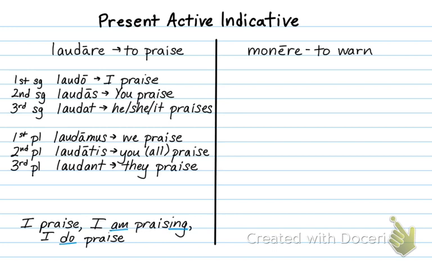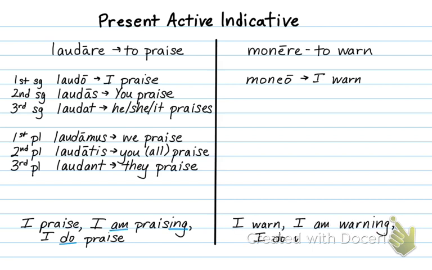If we do that same thing to the second conjugation, moneo, we get I warn. Here the e sticks around. It does not disappear like in laudo. Again, I warn in English; also another way of expressing the present tense in English is I am warning or I do warn. But in Latin, all of these can only be represented by moneo.